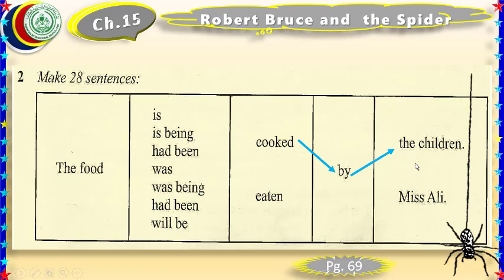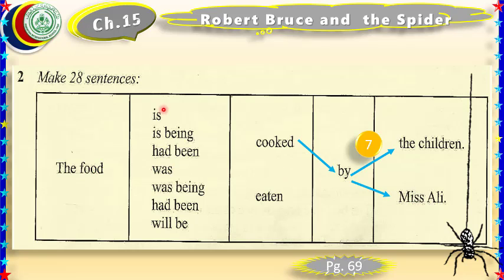In this way, if we use all these words and phrases, how many sentences can we make? 7 sentences. Now, by using cooked, we can make 7 sentences if we use the children after by. Is that okay? After this, what shall we do? We shall not use the children. Now we shall use Miss Ali.